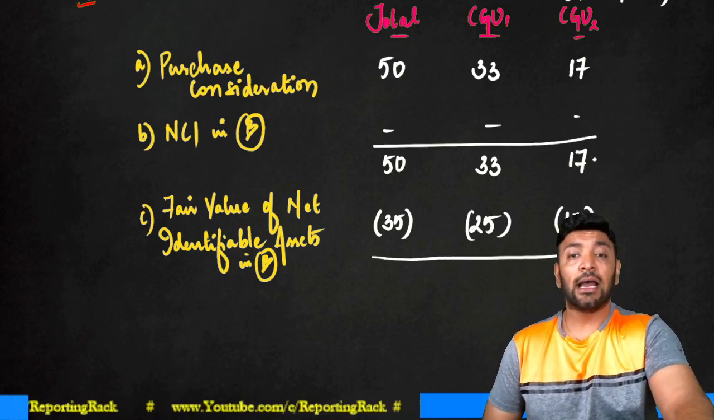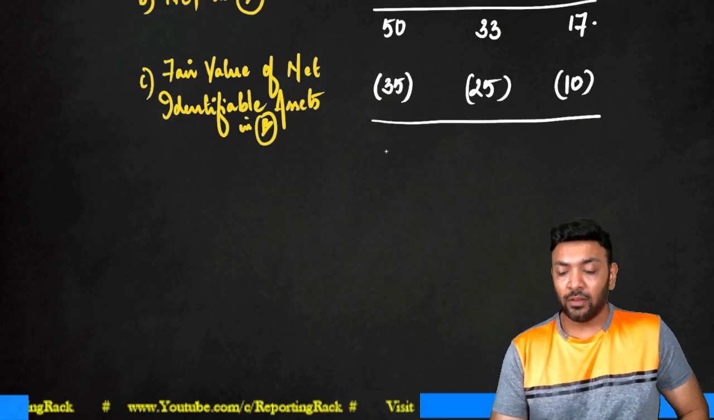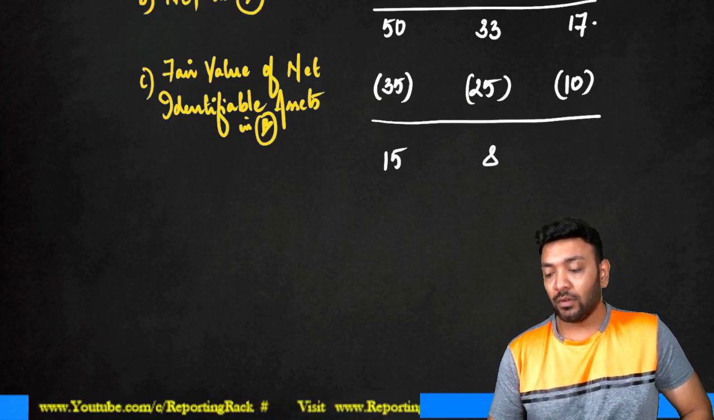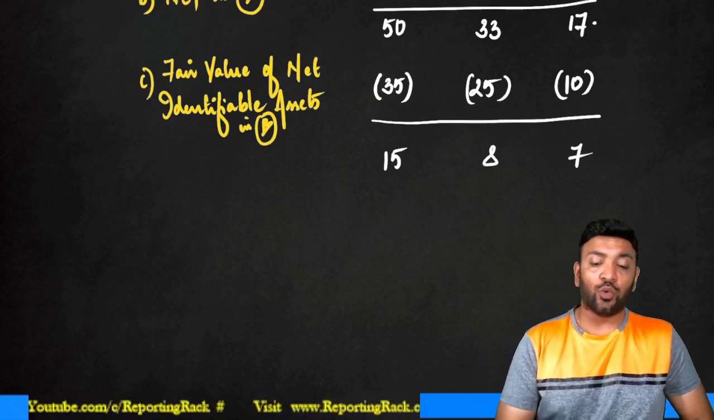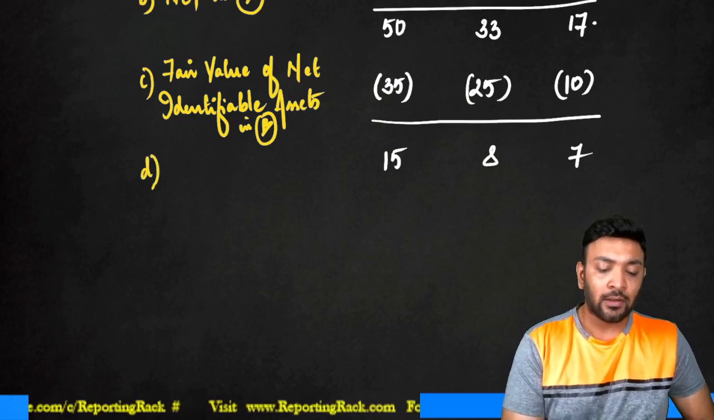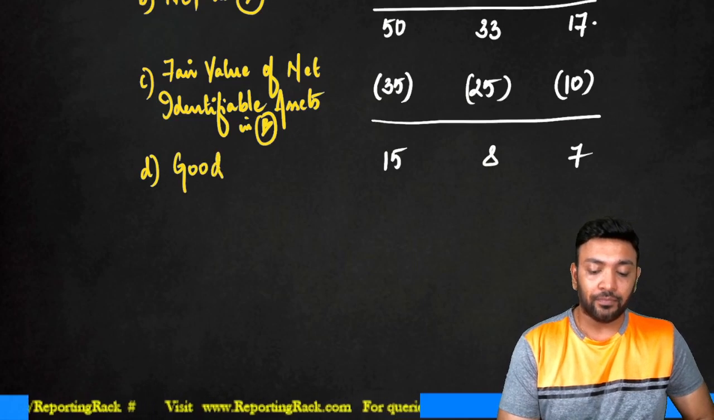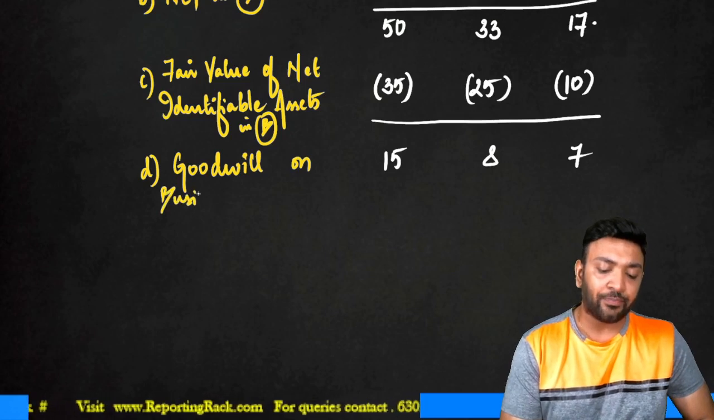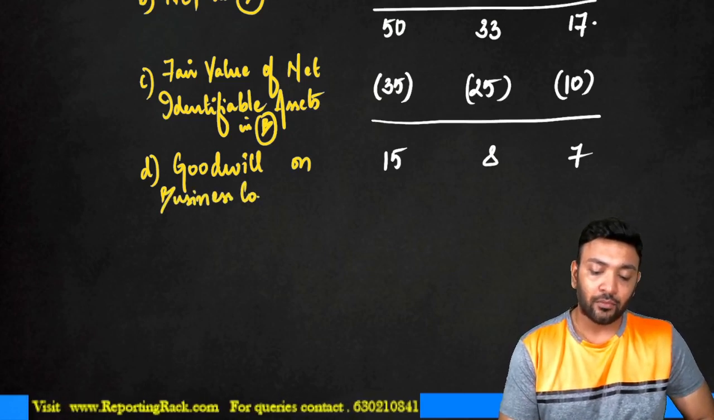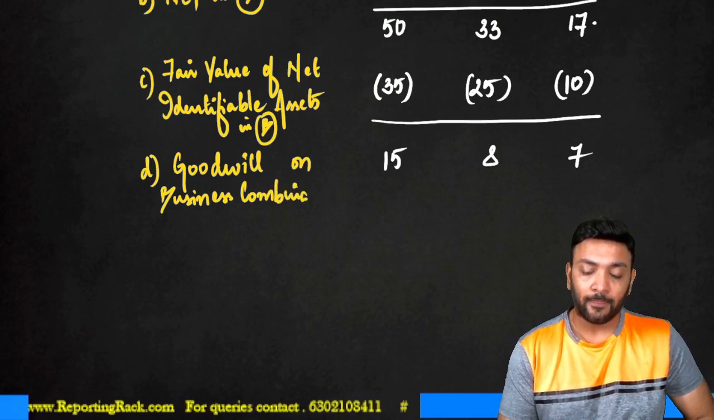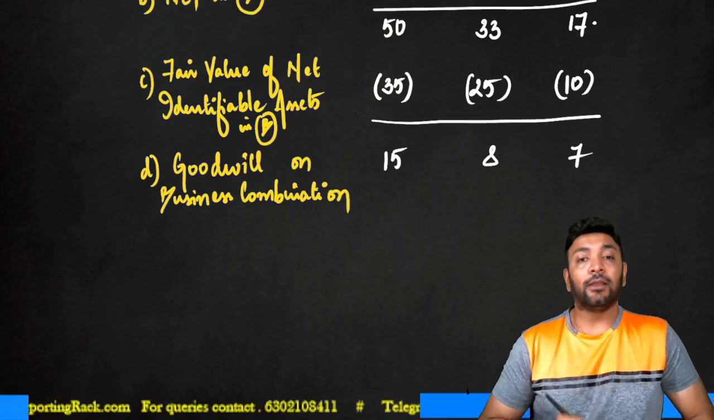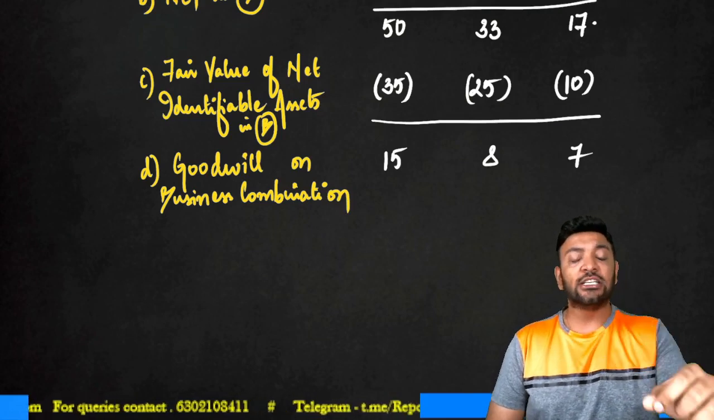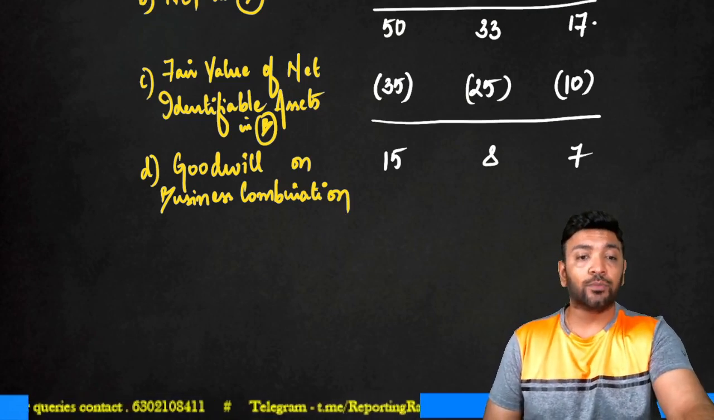Based on these numbers, I can determine what is the resultant goodwill. 15 is the resultant goodwill in total. 8 allocated to CGU1 and 7 allocated to CGU2. Goodwill on business combination is 15, 8 and 7. 15 in total, 8 allocable to CGU1 and 7 allocable to CGU2.